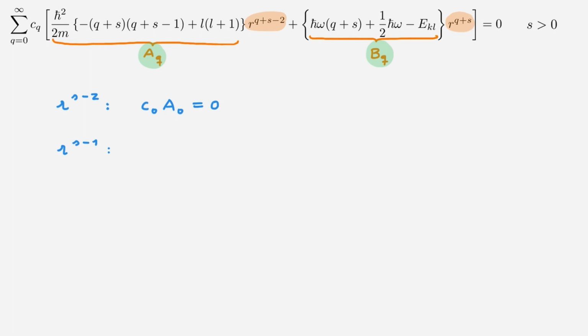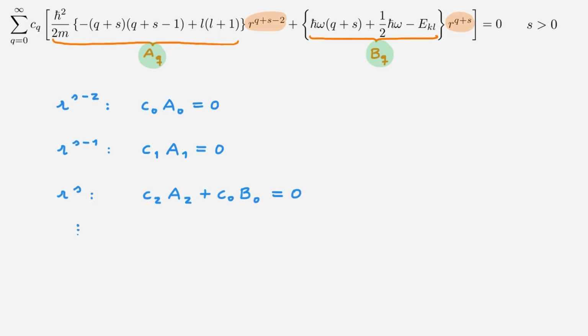The next power is s minus 1. The a term gives a power of s minus 1 when q is equal to 1, and we have this term proportional to c1, and again the b term doesn't contribute. We finally require that this coefficient of r to the power s minus 1 vanishes. The next power is s. The a term gives a power of s when q is equal to 2, and we have this term proportional to c2. And now the b term does contribute with its lowest power, which corresponds to the q equals 0 term, so we end up with a term proportional to c0. Again, to obey the top equation, the coefficients of r^s must vanish.